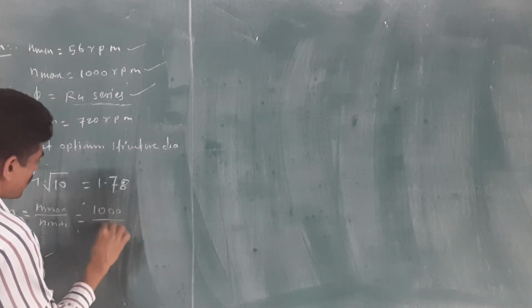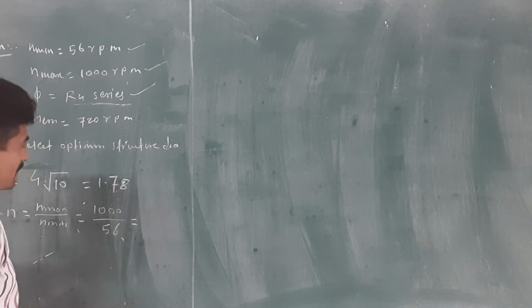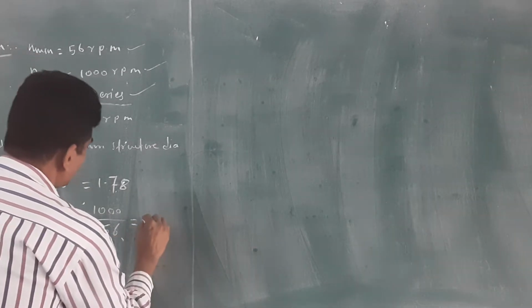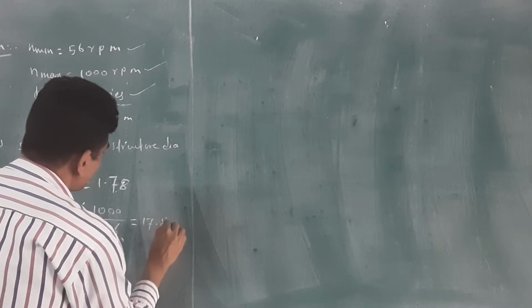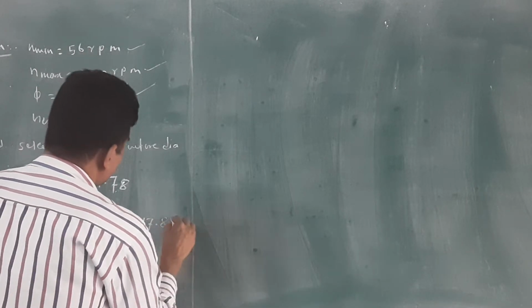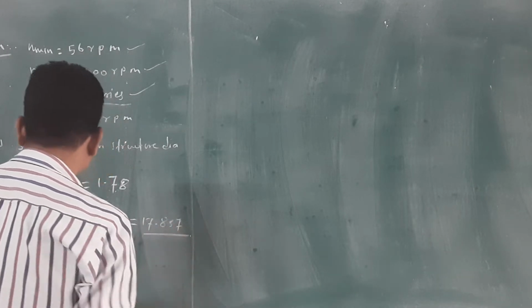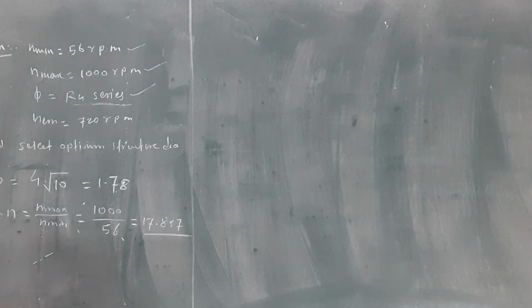1000 divided by 56. If you calculate, then you will get 17.857. Okay, you will get the range ratio. How to calculate? It is the ratio of n max to n minimum.